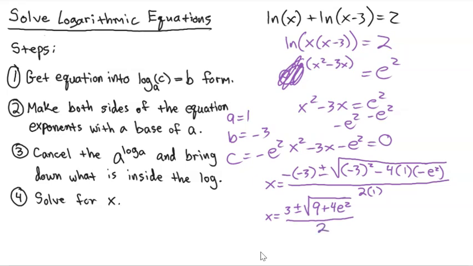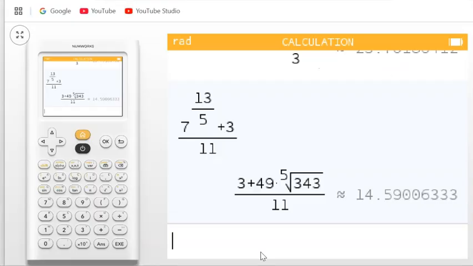So now, what's really funny is that this can't be simplified. 9 plus 4e squared, that's as simplified as it's going to be. So really, all we have to do now is plug this into a calculator. I'm going to go all the way over here. So one of our solutions, remember, we have plus or minus, so we have to do 2 solutions. So one of our solutions is going to be 3 plus the square root of 9 plus 4e squared over 2. Let's go into the calculator and do that.